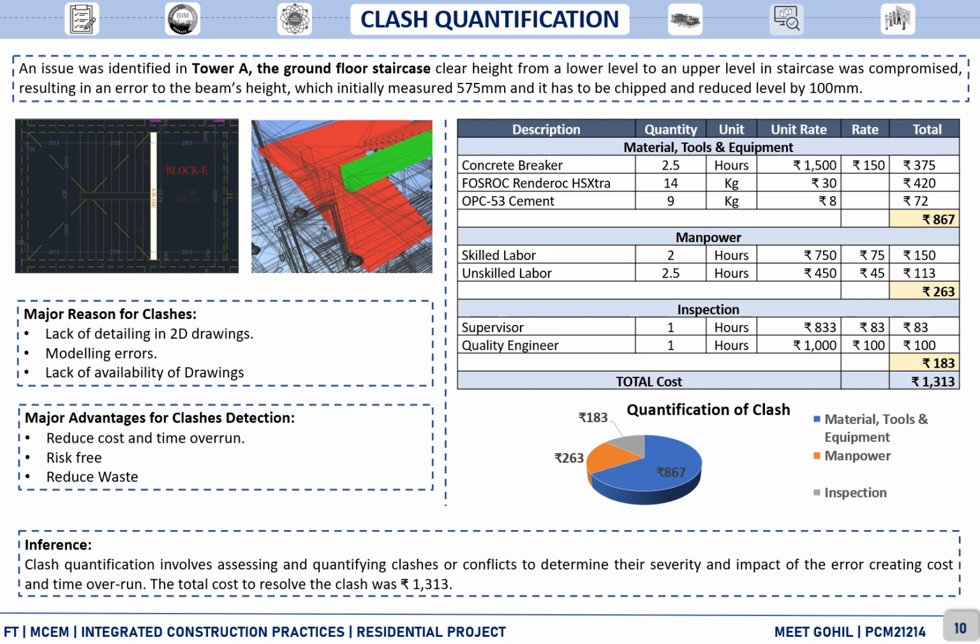Here we have calculated the total cost associated with the rework, including material, tools, equipment, manpower, and inspection cost, concluding it into 1313 rupees. The major reasons for the clash observed in the project were lack of details in 2D drawings, modeling errors, and lack of availability of drawings on site. The major advantage of clash detection and quantification is to reduce cost and time overrun. It makes the model risk-free and it also reduces the waste.